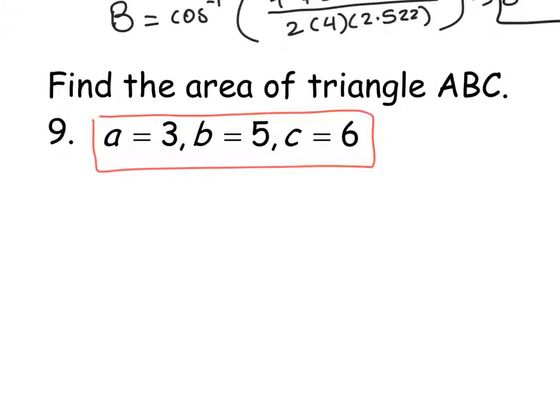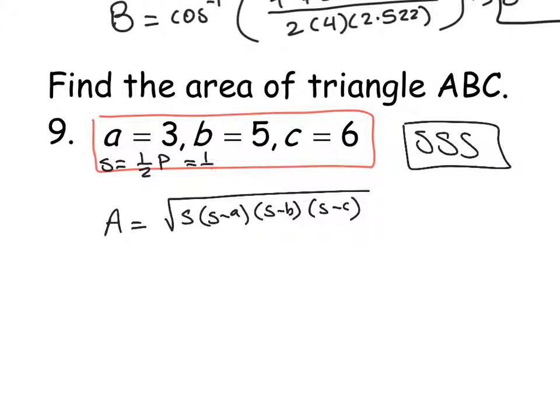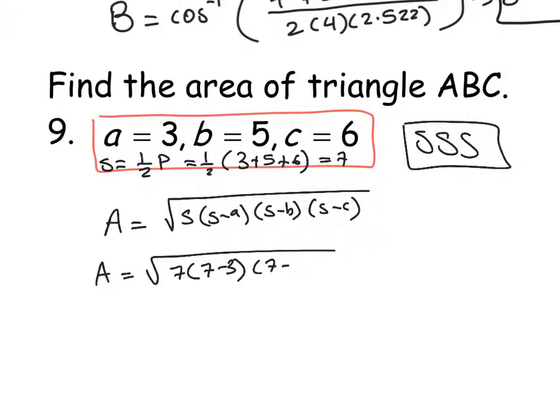Remember, I can use Heron's formula to find the area, which is equal to the square root of s times s minus a times s minus b times s minus c. I use this formula when I'm given side, side, side. So s is half of the perimeter. It's half the sum of 3 plus 5 plus 6, and that's equal to 7. So the area is going to be 7 times 7 minus 3, 7 minus 5, and 7 minus 6. And the area will end up being the square root of 56 units squared.